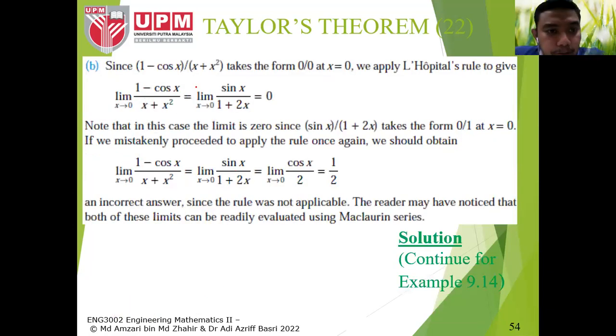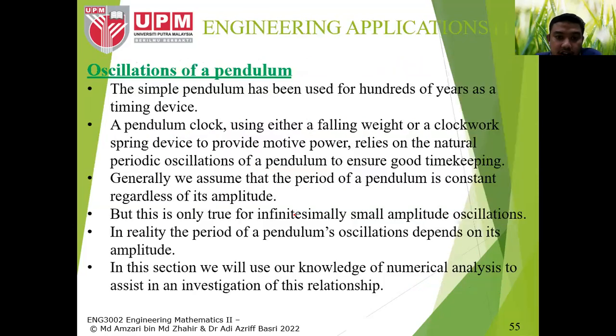It is the same for part B. You differentiate above and below and you get 0. You differentiate a second time and you also get 0. So you need to differentiate three times here: 1, 2, and 3. Then when you put in the limit of 0, you get the answer 1 over 2. Note that when the rule is not applicable it can give an incorrect answer, and the reader may notice that both limits can be readily evaluated using Maclaurin series.